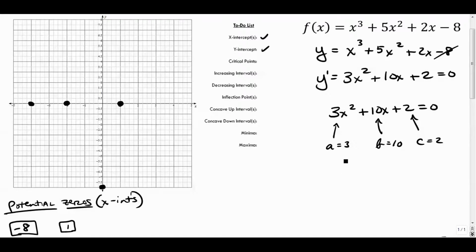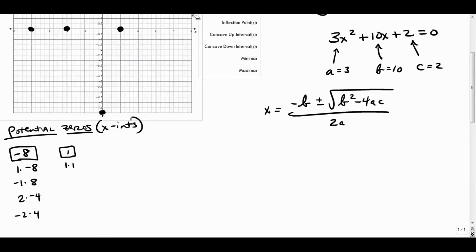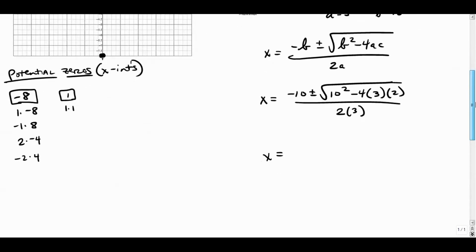So a, b, and c are 3, 10, and 2 respectively. The quadratic formula says x equals negative b plus or minus the square root of b squared minus 4ac all over 2a. Let's solve it. We got x equals negative b, so negative 10 plus or minus the square root of 10 squared minus 4 times 3 times 2, all divided by 2 times 3. Simplify it. So that gives us two answers here.